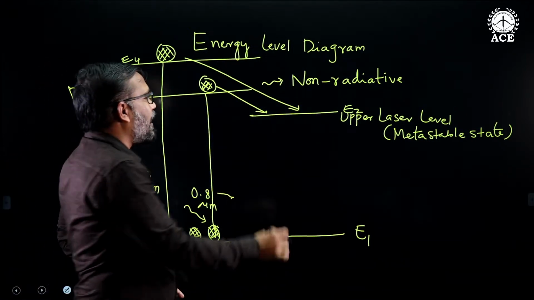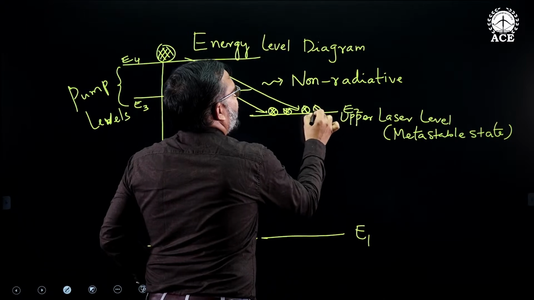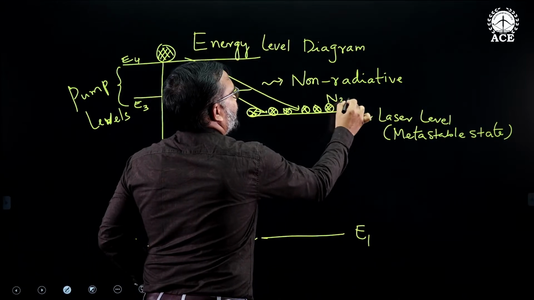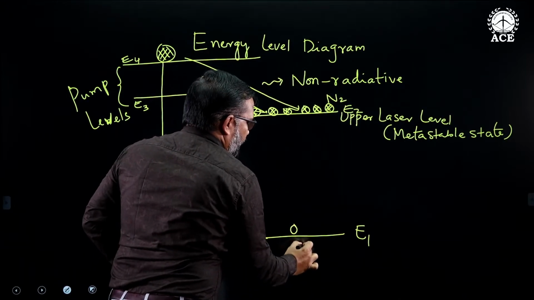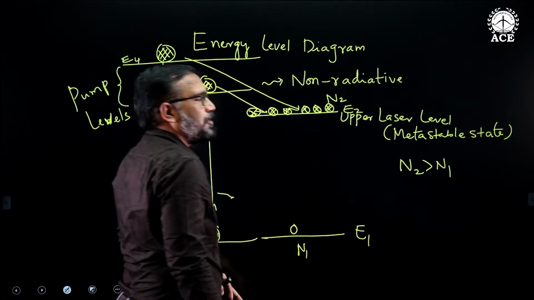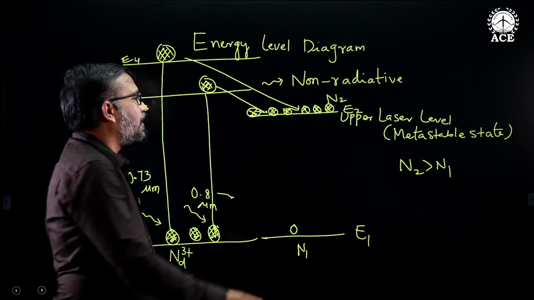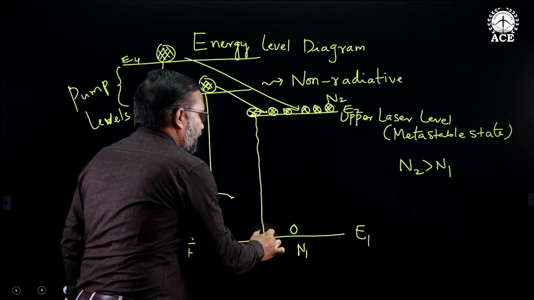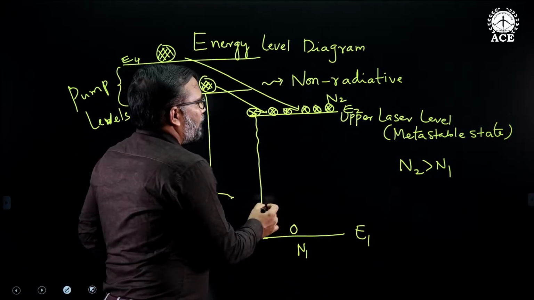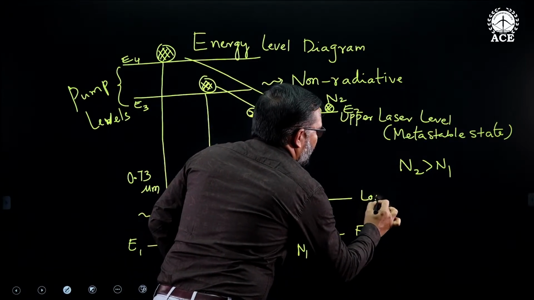Once more atoms reach this metastable state, let us take N2 here, and the number of atoms in the lower level is N1. If you achieve the condition N2 is greater than N1, you achieve population inversion. Next, photons are emitted as the neodymium ions come down from the upper laser level to one more level, the lower laser level.